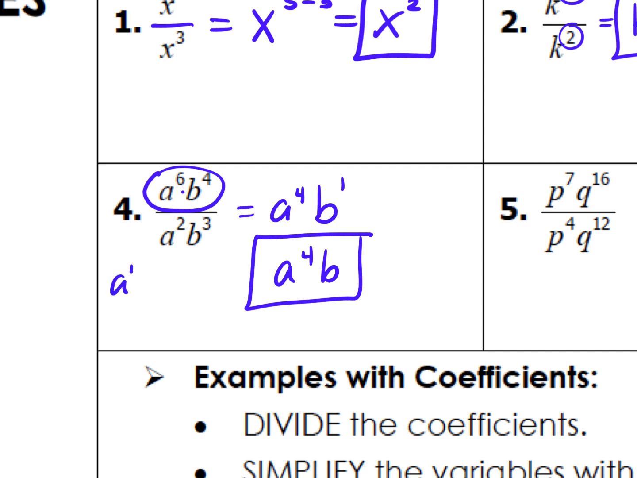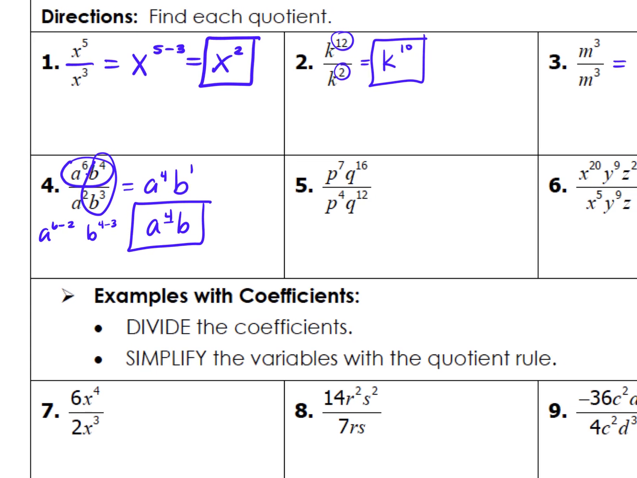So A to the 6 minus 2 is A to the 4th, right? And then your B's is B to the 4 minus 3. You're subtracting with the division, so that's B to the 1st power. So whenever it's division, you're going to subtract the exponents. Okay, let's try one more of these.